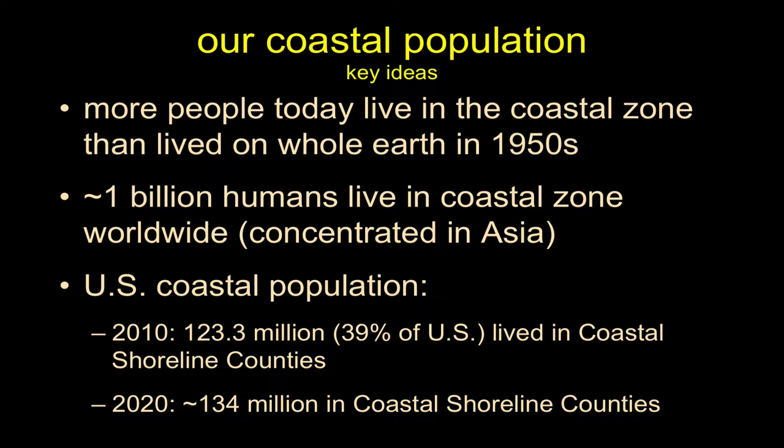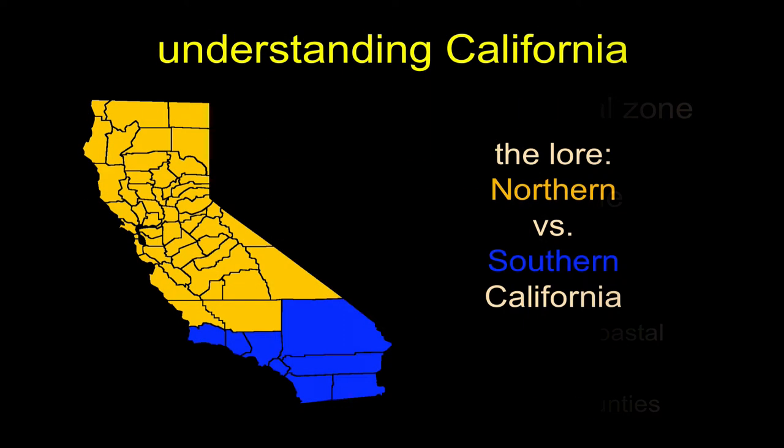So the 1950s population is crammed into our coasts. About a billion people right now, if you want to use some kind of number. And in the U.S., we're talking somewhere between 130 and 140 million right now living in a coastal county. Cool? All right. Don't go to sleep, but if you have to, remember those things. Okay, so let's talk a little bit about this stuff. California.